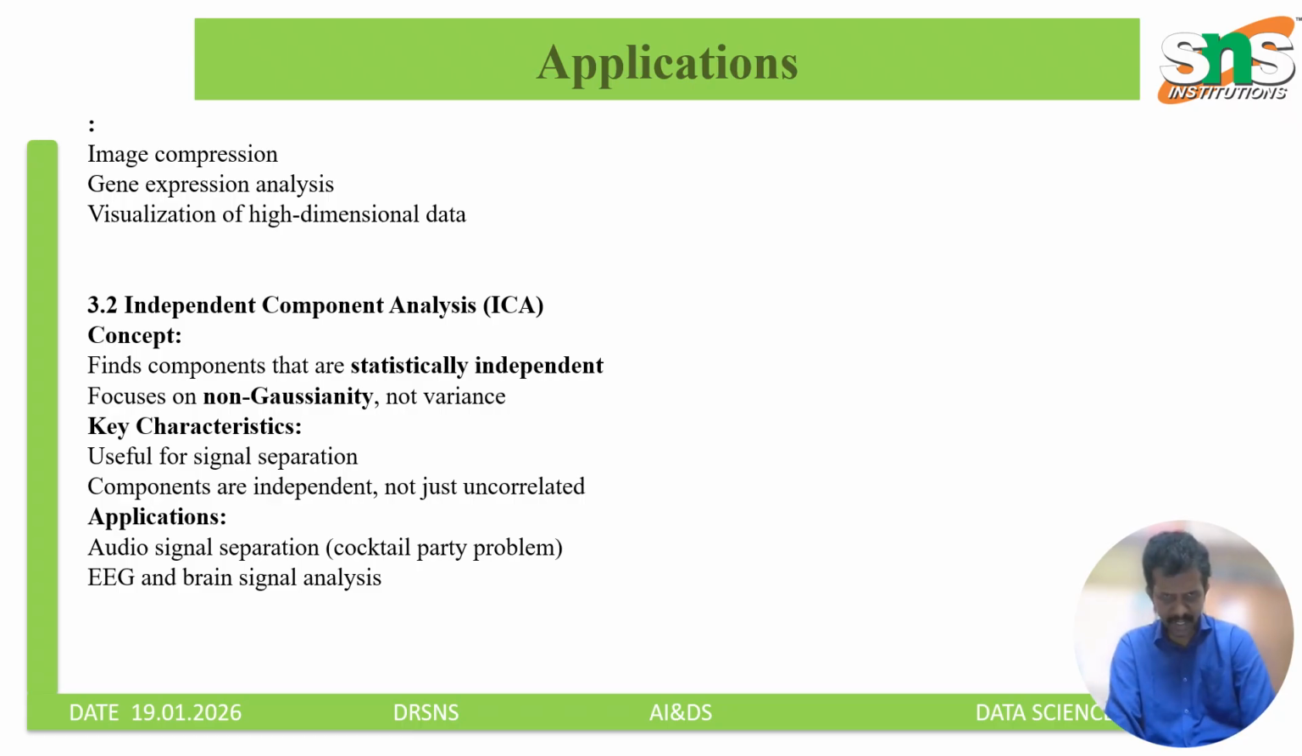It is useful for signal separation, and it can also be used where the components are independent, not just uncorrelated. So these are the key characteristics. Next, the applications: audio signal separation, that is the cocktail party problem, and EEG and brain signal analysis. Here we are able to use PCA for this type of application.